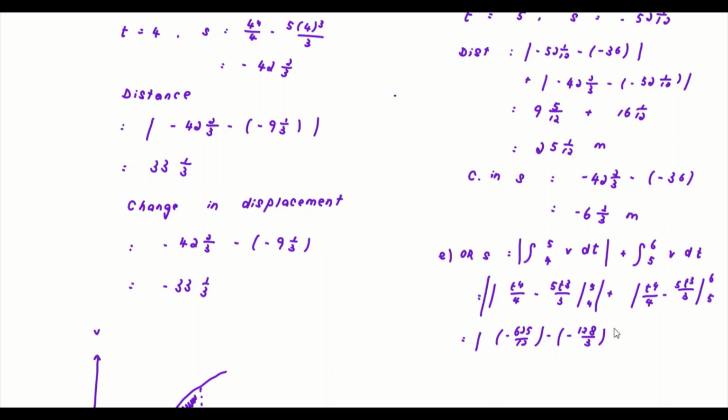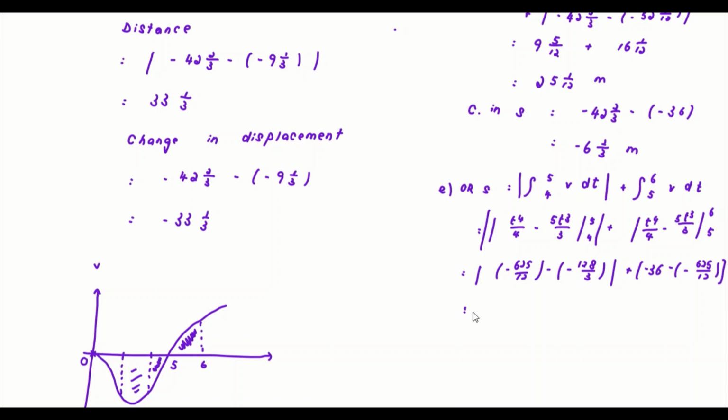Okay, and then after that, modulus your answer, then plus the other part, and we will have negative 36 minus negative 625 over 12. So from here, when you solve it, you'll be able to get 25 1 over 2 as well. Perhaps we can write down that one: 9 5 over 12 plus 16 1 over 12, which will give me the same thing as you get in the previous approach, which is this one.